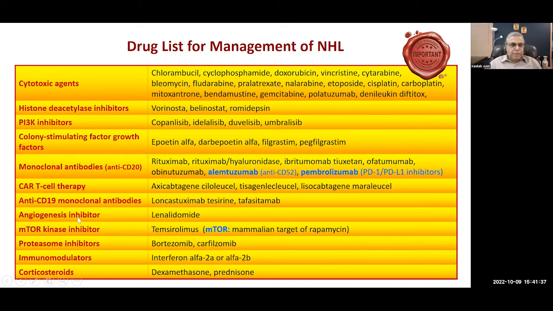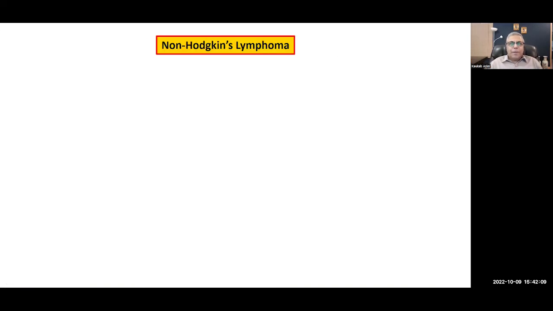Then angiogenesis inhibitor, lenalidomide. This belongs to the same group as thalidomide. Okay, so this is an angiogenesis inhibitor. It prevents the formation of blood vessels that the tumors need. Okay, mTOR inhibitors, temsirolimus. Okay, proteasome inhibitors, bortezomib and carfilzomib. These are new drugs for you, and try to memorize them. All right. Okay. Now, here is a classification of non-Hodgkin's lymphoma.